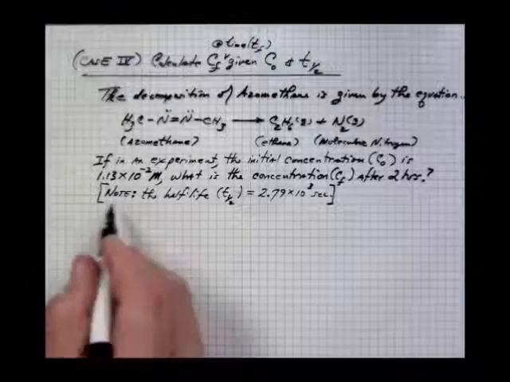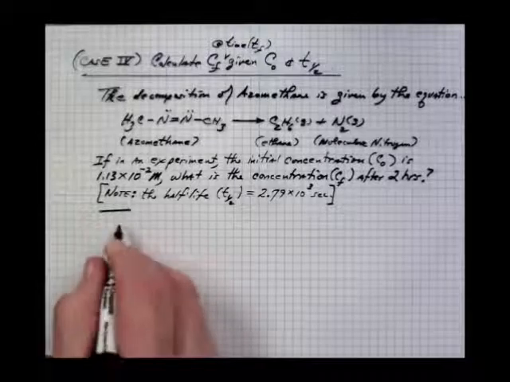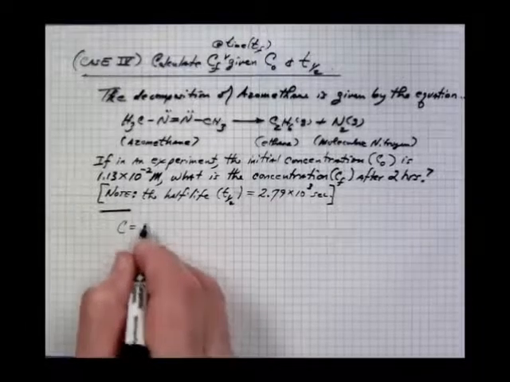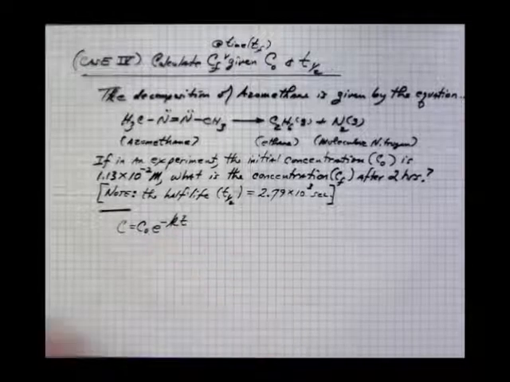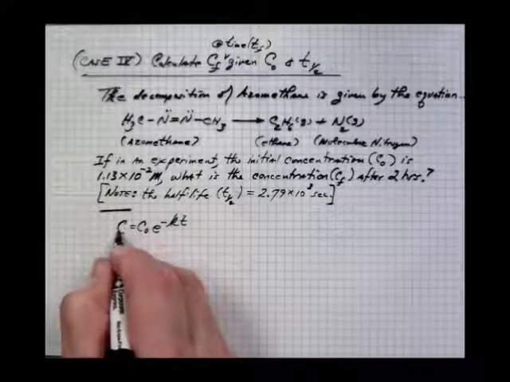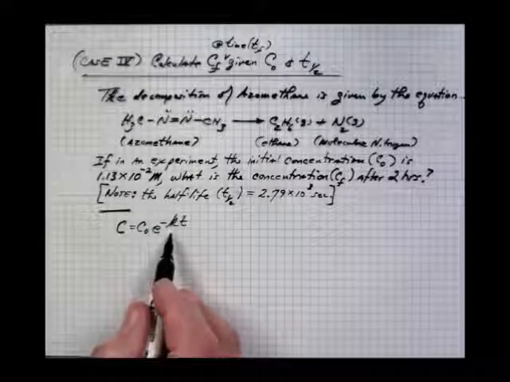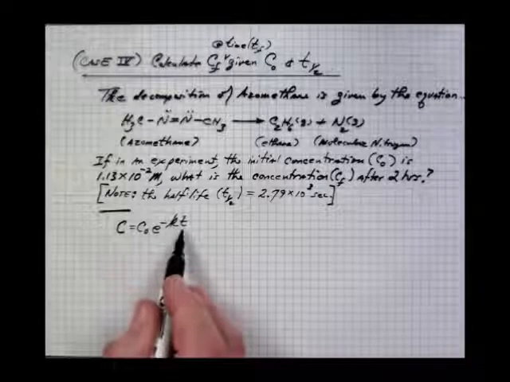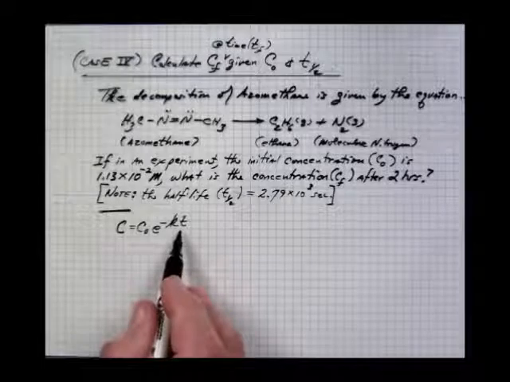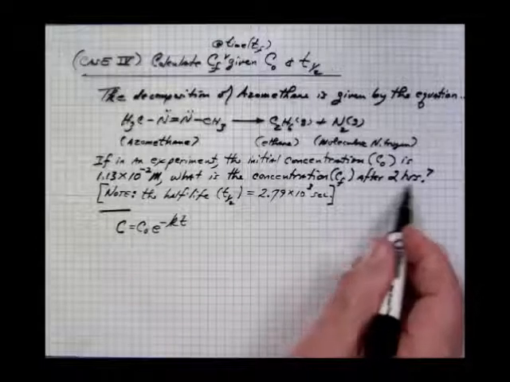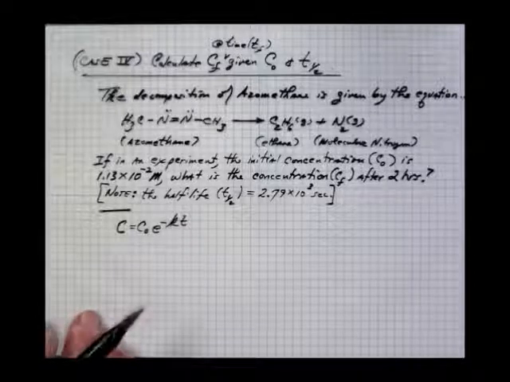The process of solving this one requires, of course, using C equals C sub O e to the minus KT. There are two issues here. One, you need to calculate the value for the rate constant, and two, you need to convert the value given for time into seconds. We're given it as 2 hours, and we'll need to convert it to seconds.